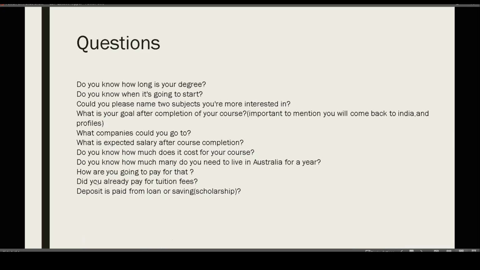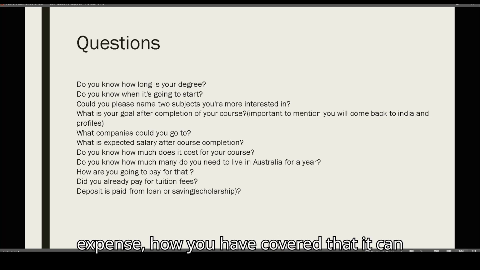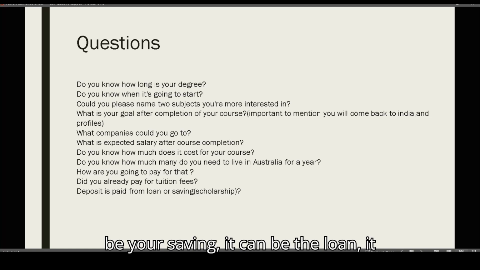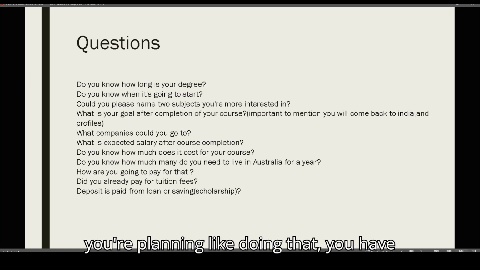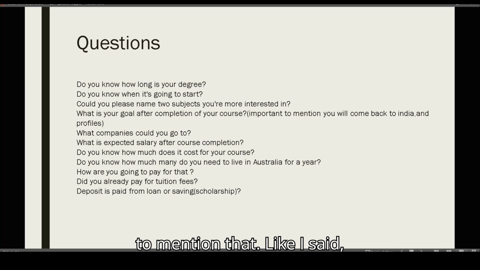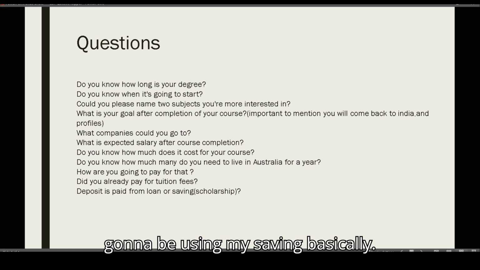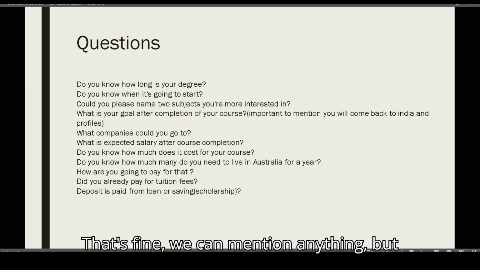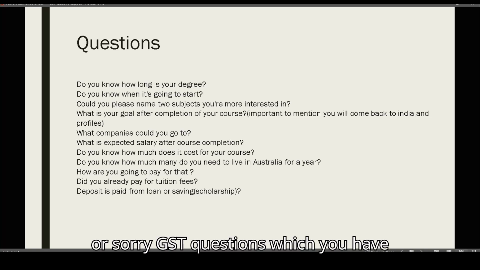How are you going to pay for that? So basically, for your living expense, how are you going to cover that? It can be your savings, it can be a loan, it can be your FD, something like that. Whatever you're planning, you have to mention that. Like I said, I'm going to be using my savings account. I'm going to be using my savings basically. You can mention anything, but make sure, guys, it aligns with your GTE or sorry, GST questions which you have sent earlier.